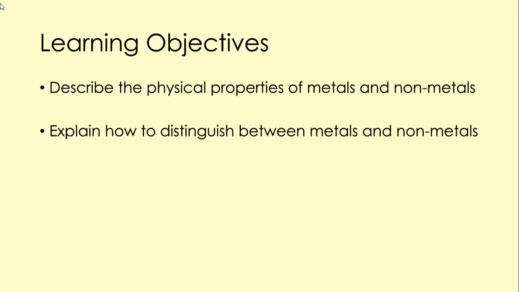So on to what we need to know today. Our learning objectives are to describe the physical properties of metals and non-metals, and to explain, using these physical properties, how we can distinguish between metals and non-metals.